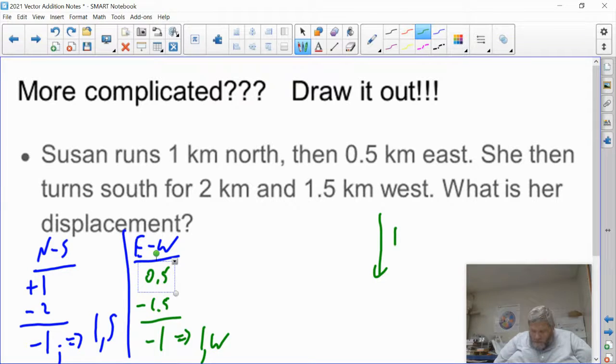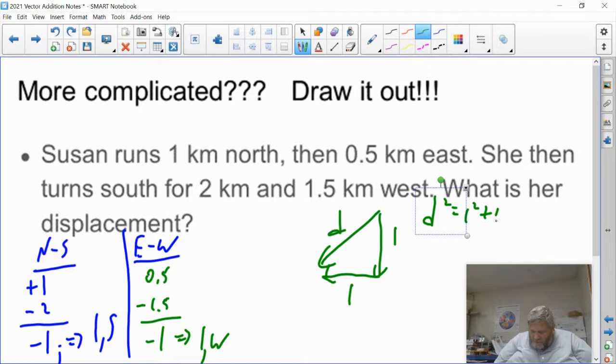So now we can just draw it. We say one south, one west. Then d squared is going to equal 1 squared plus 1 squared, which is basically 1 plus 1 is 2. So d is going to be the square root of 2, or 1.41 kilometers, and the direction would be southwest.